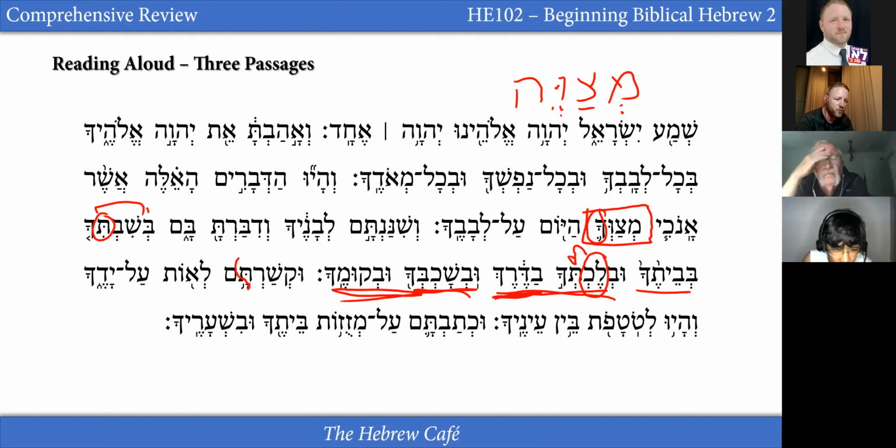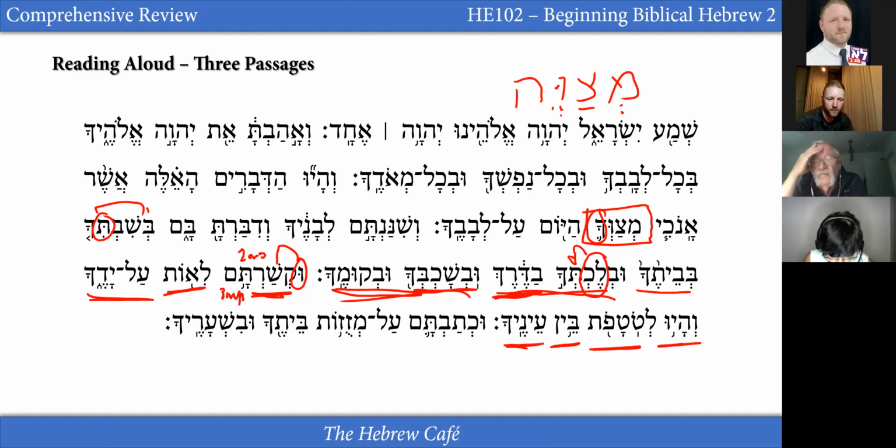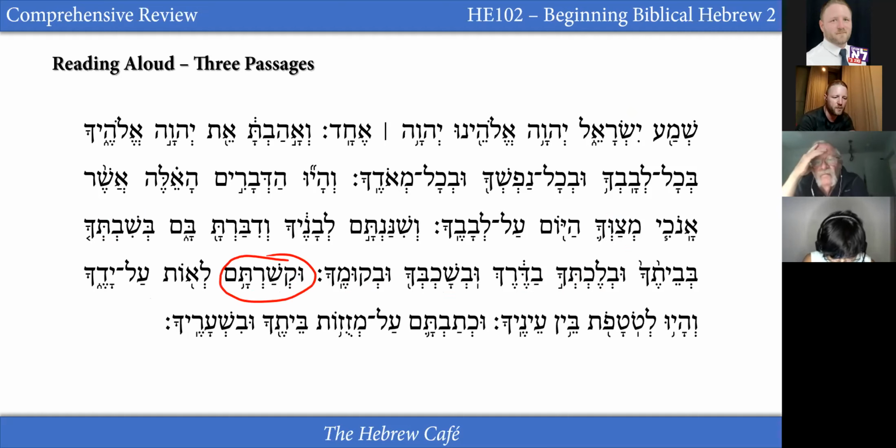Ukshartam, the ta is you, and the mem is them. You shall tie them. So this is vav consecutive with perfect, kashar, and second masculine singular with a suffix of a third masculine plural. Ukshartam, and you will tie them. Leot al yadecha, for a sign upon your hand. V'hayu letotafot ben enecha. Uchtavtam, the same form. Okay, if we see ukshartam, uchtavtam, it's the same form. This is you will tie, and this is you will write. You will write them upon the doorposts of your house and on your gates.